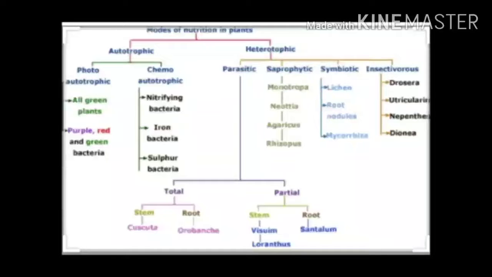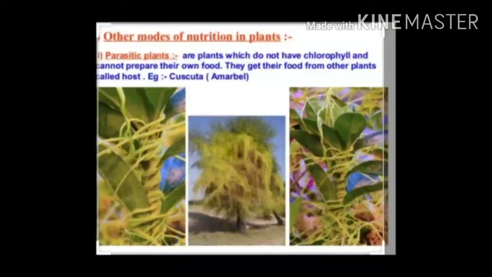Various types of heterotrophic nutrition are: first one is parasitic nutrition. The mode of nutrition in which plants derive their food from the bodies of some other green plants and animals is called parasitic. The green plant or the animal which provides the food is called the host. The plants which derive their food from the bodies of the host plants and animals are called parasites or parasitic plants. The parasitic plants may be total parasites or partial parasites.